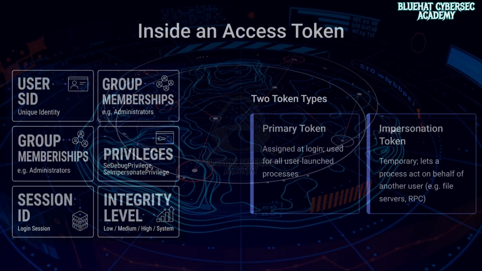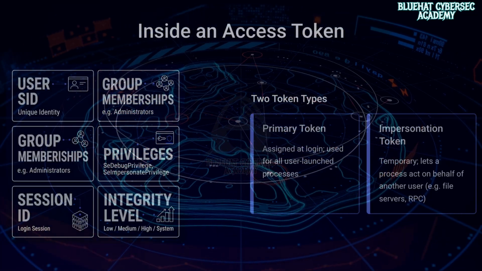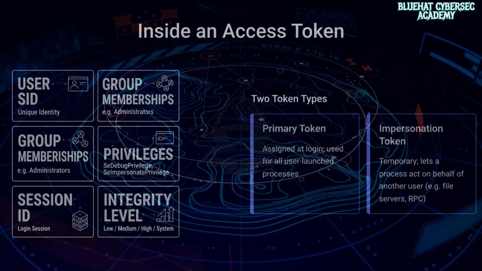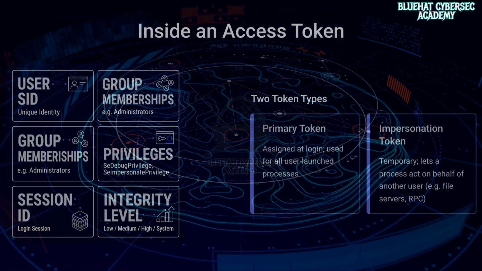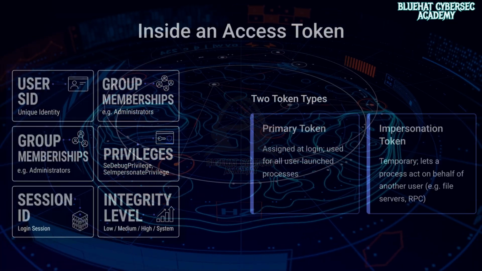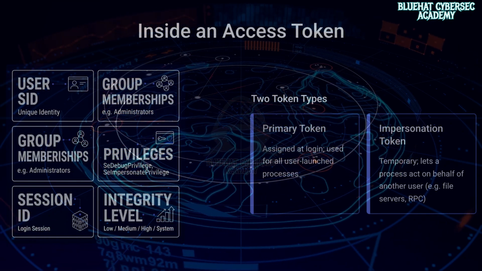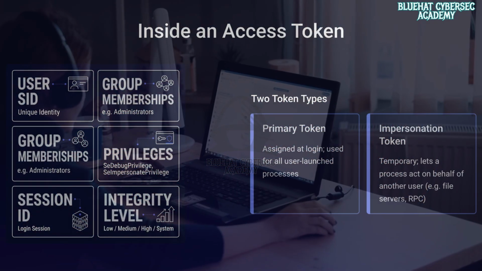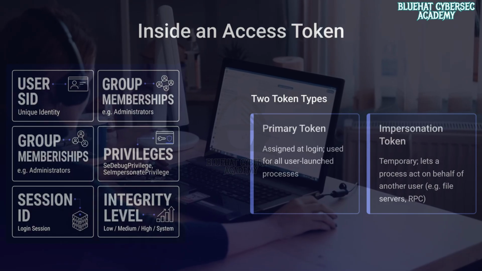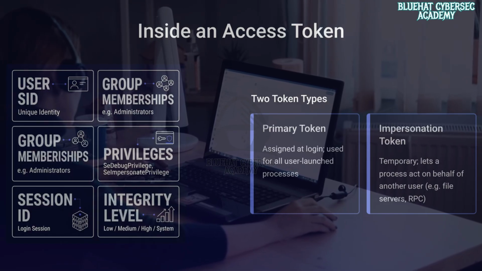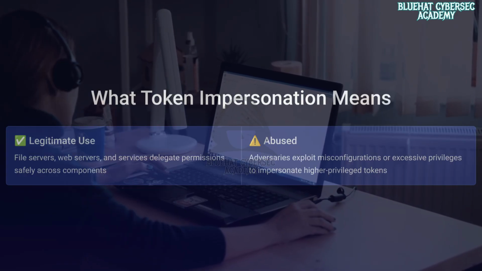A primary token is what gets assigned to a logged-in user and is used whenever that user launches processes. On the other hand, an impersonation token is temporary in nature. It is used by a process to act on behalf of another user, which is very common in client-server communication, such as file servers or RPC-based services.